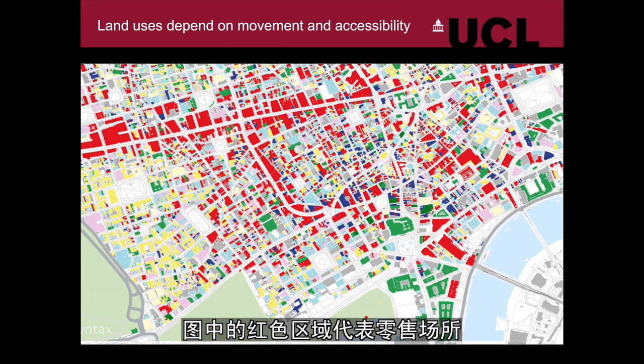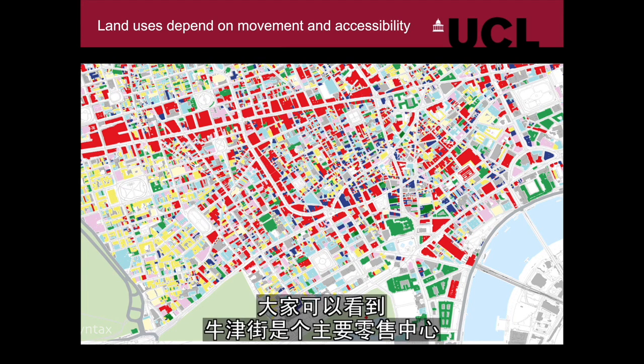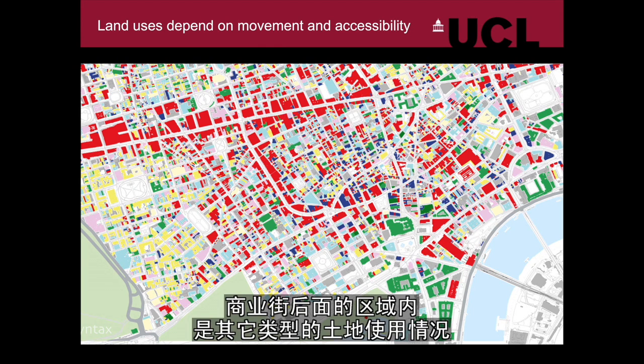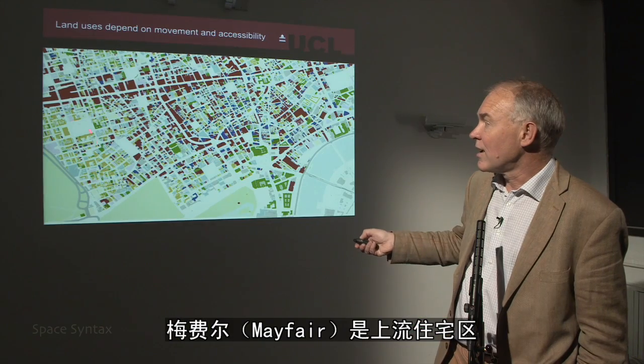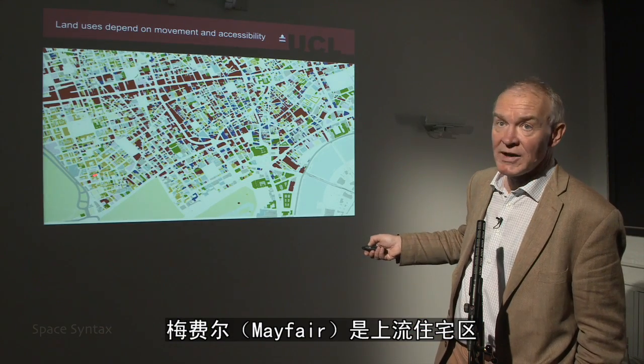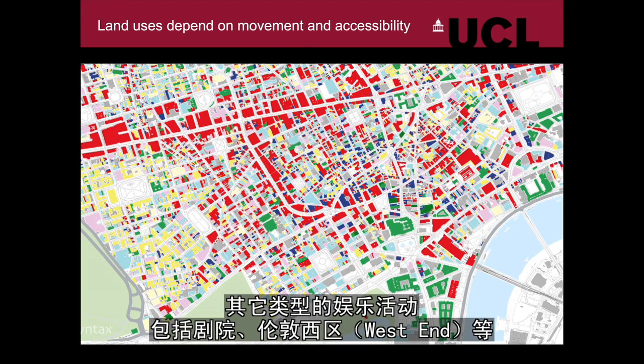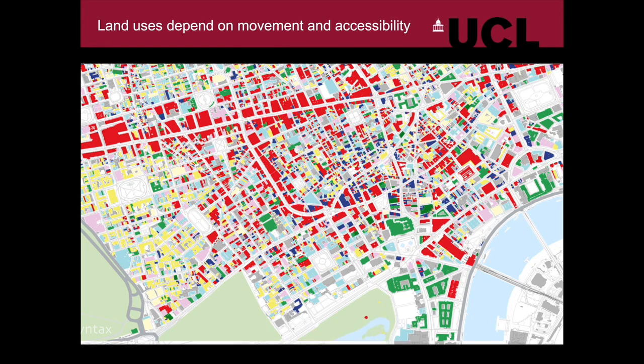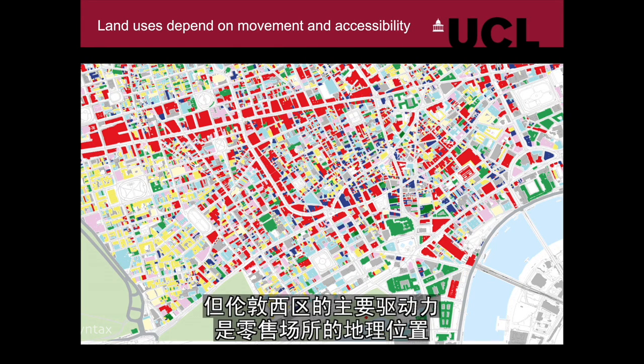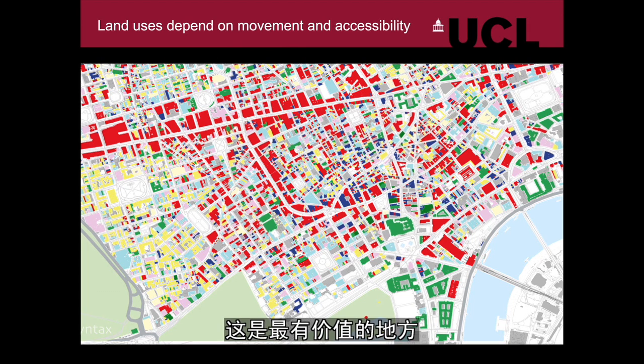So in red here are all the retail land uses, and as you can see, Oxford Street is a major retail focus. Other land uses fill in the interior behind this. So the residential areas in Mayfair, very high-class residential, as well as commercial office development. The other sorts of leisure activities, the theatres, the West End and so forth, all take advantage of this. But what drives the West End of London is the location of retail. It is the most valuable and it is the generator of people as well as of income.